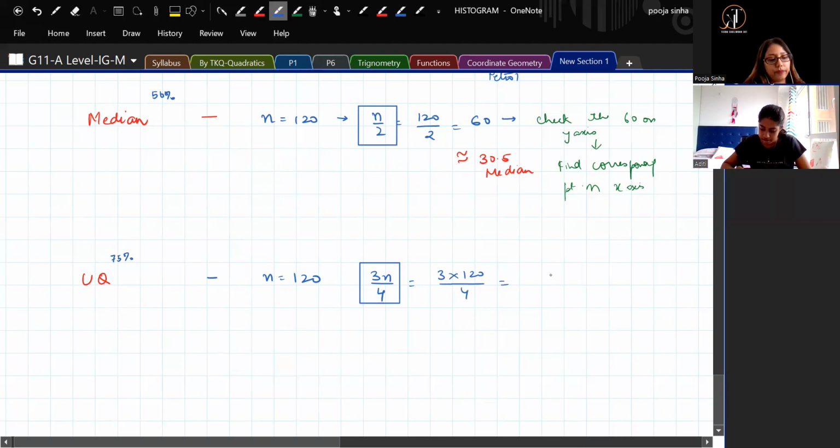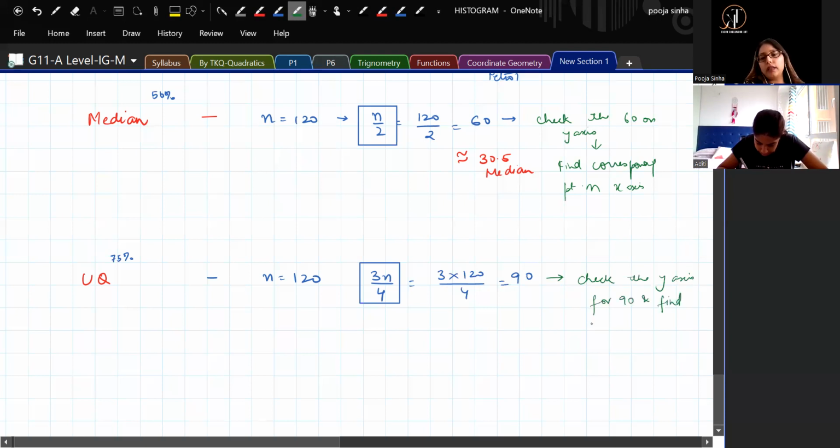What's the answer? 90 on the y-axis. Now what do you have to do? A lot of children write the answer as 90. No. What you have to do is go to that graph again and see that line. Check the y-axis for 90 and find the corresponding point on the x-axis. Clear?